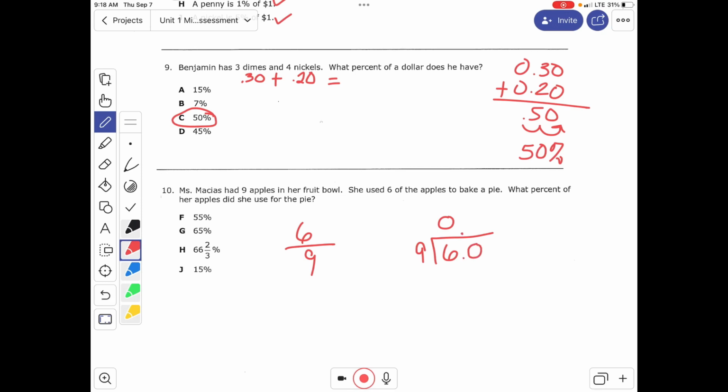How many times can 9 go into 60? Remember, you can skip count on the side. 54, that would be 6, with 6 left over. Oh, look, it's repeating already. So the only one that looks like 66 is H.